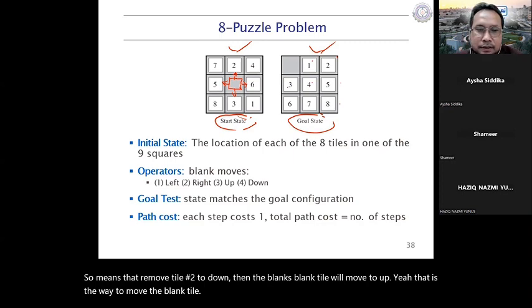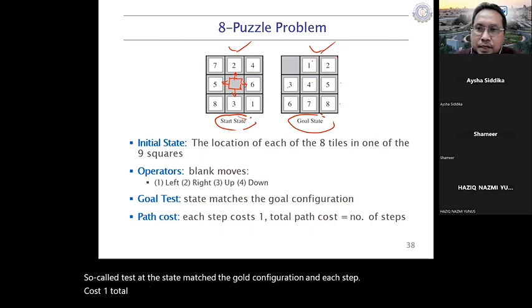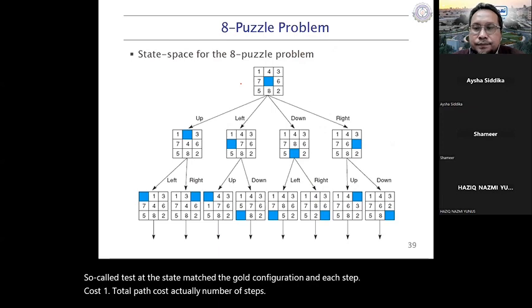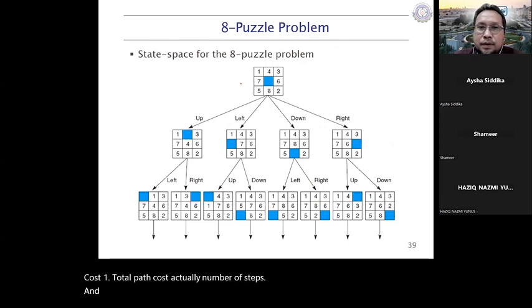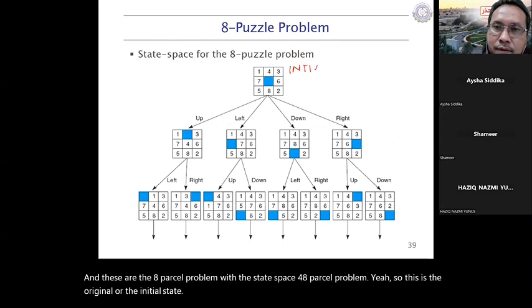For the goal test, the state must match the goal configuration, and each step costs 1. The total path cost is actually the number of steps. And this is the 8 puzzle problem with its state space. This is the original, or the initial state.